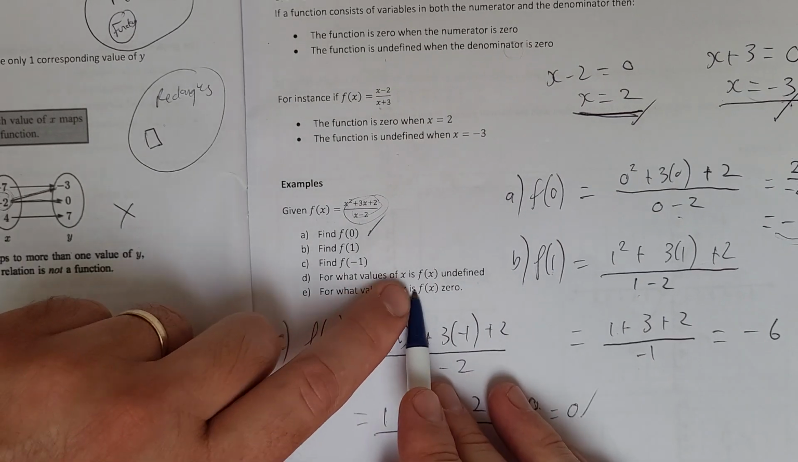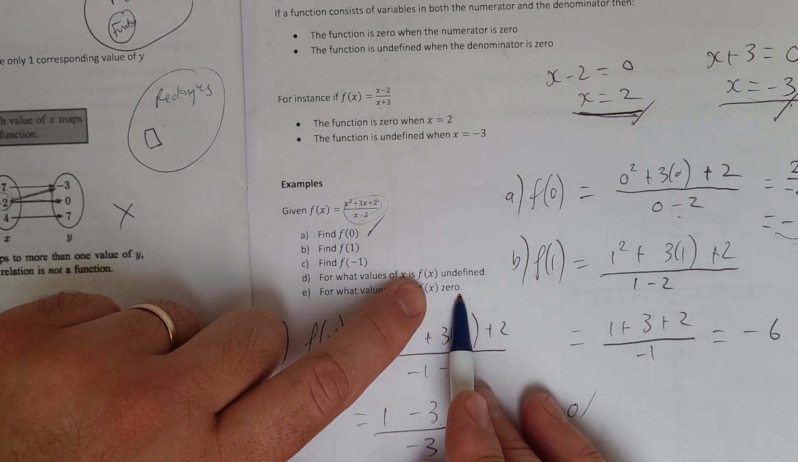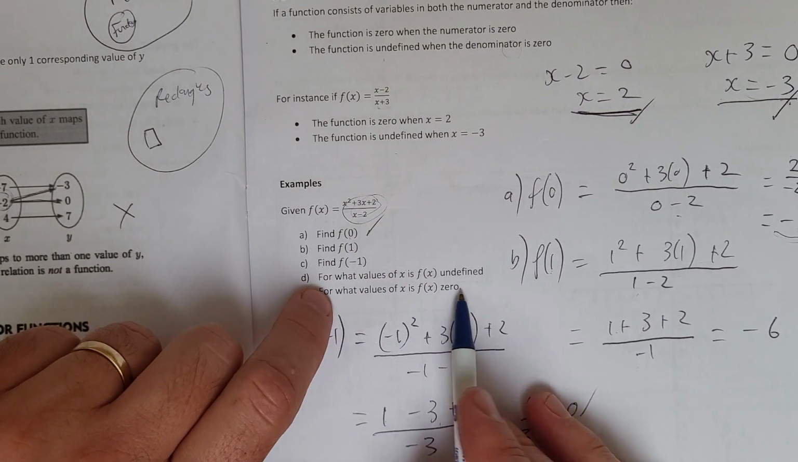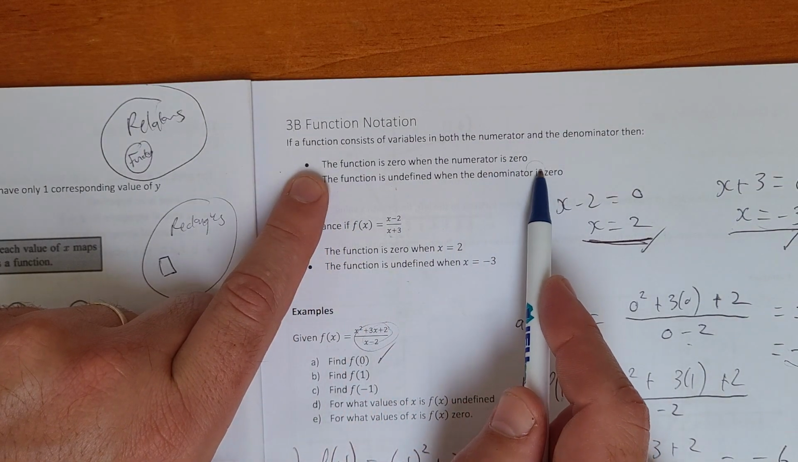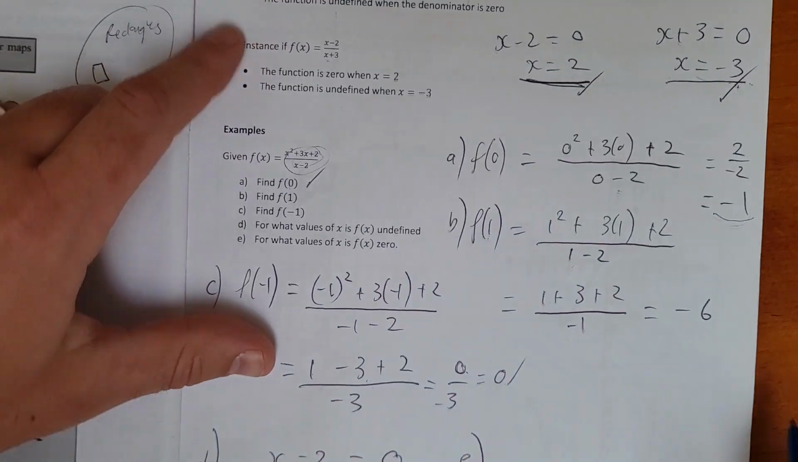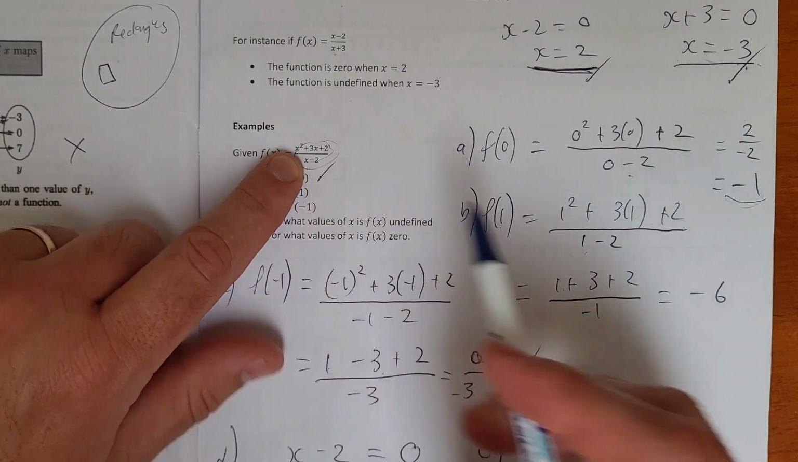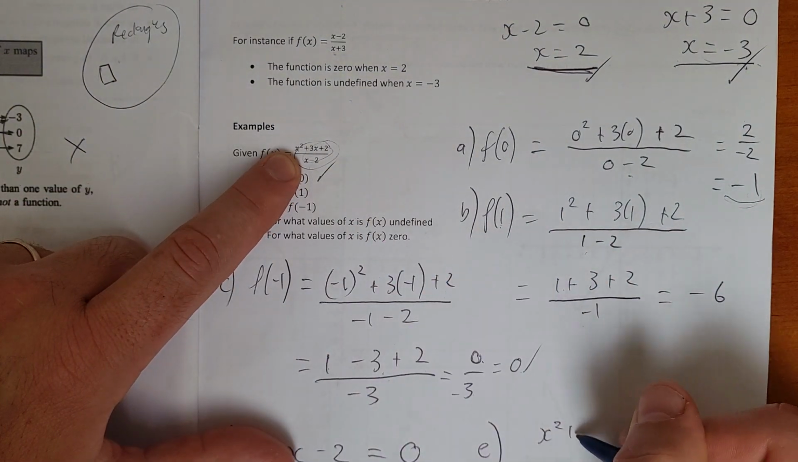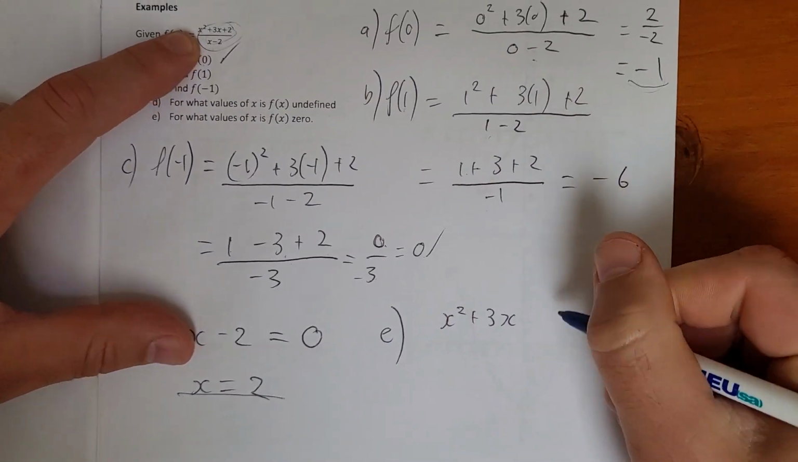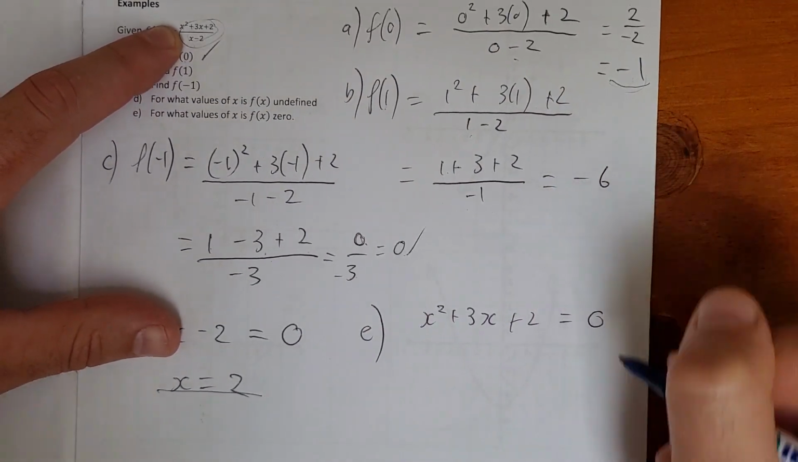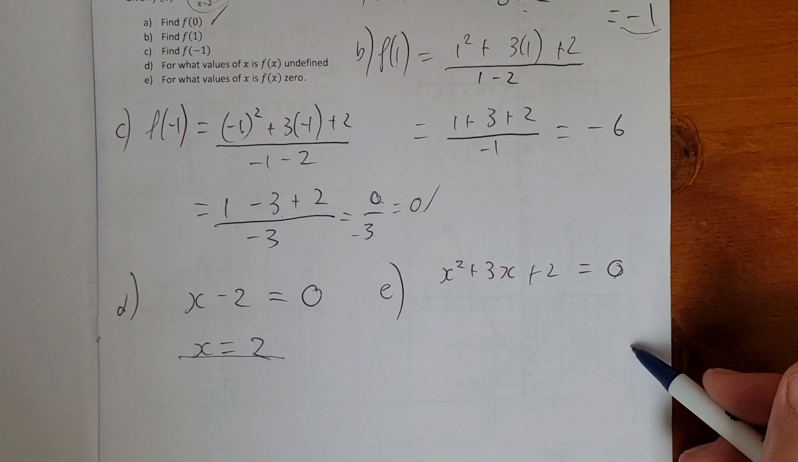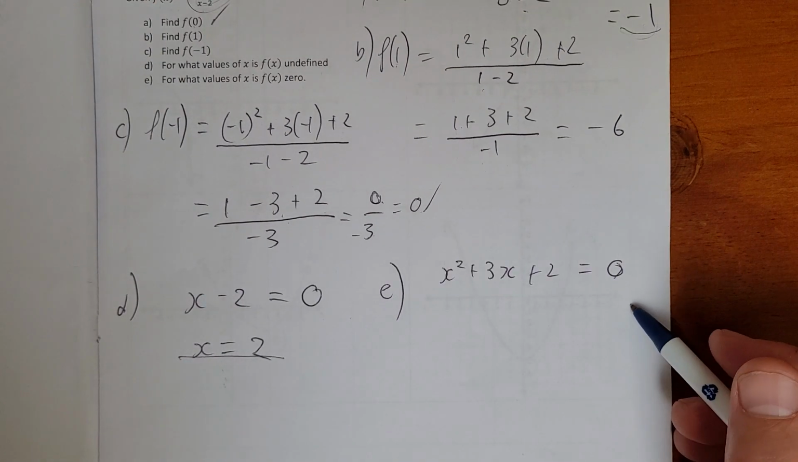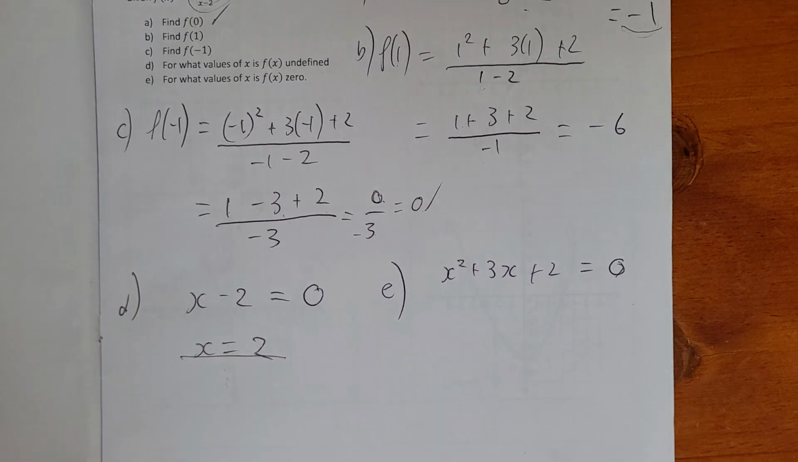For what values of x is the function 0? Well, the function is 0 when the numerator is 0. So the numerator of our equation is x squared plus 3x plus 2, and we're saying, when is that equal to 0? Now this is going to be a recap of what we did right at the end of last year with our orientation. We're solving this quadratic equation.